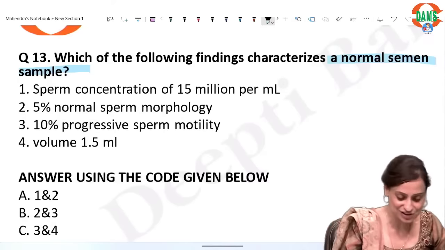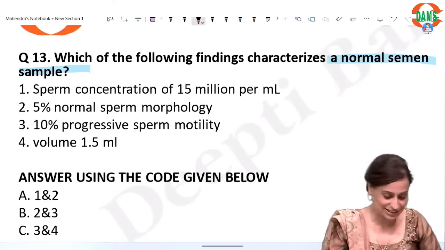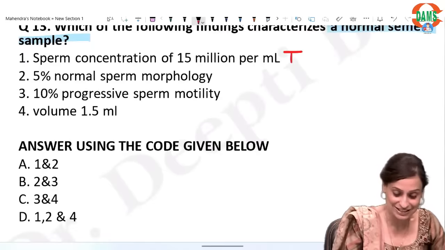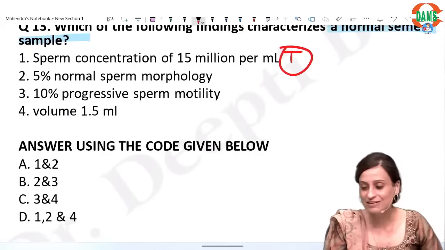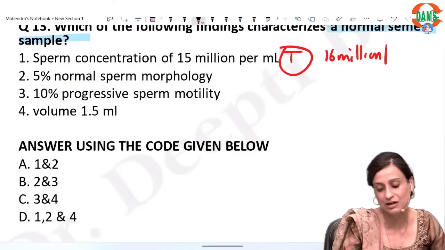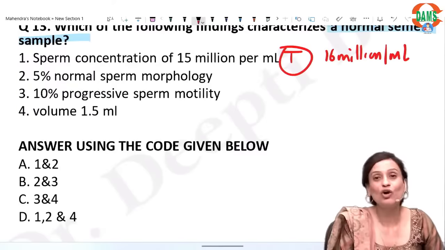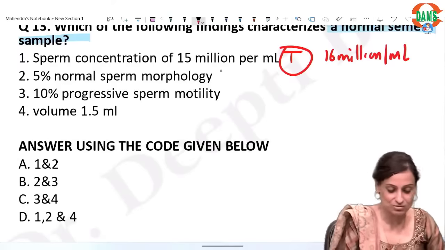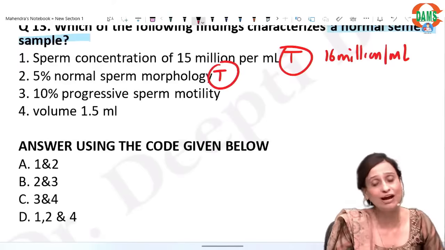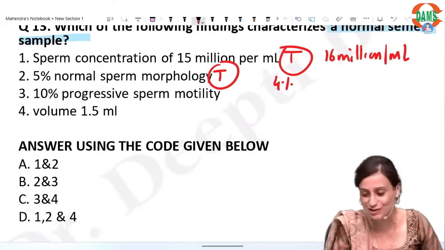So let's answer this question now. Sperm concentration of 15 million per ml, is it correct? Yes, this is a true statement. What is the value based on the newer guidelines? The newer guidelines are 16 million per ml, so almost same, okay? 5% normal morphology, is it a true statement? Yes, because the minimum requirement is 4%. So anything more than or equal to 4% is normal.